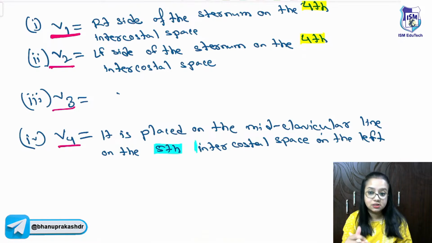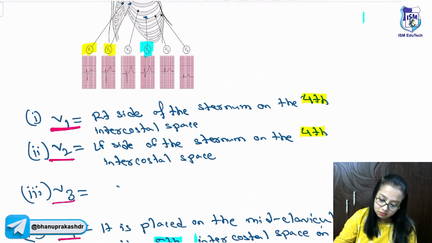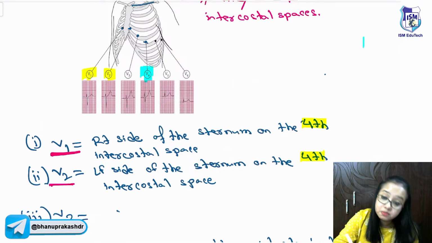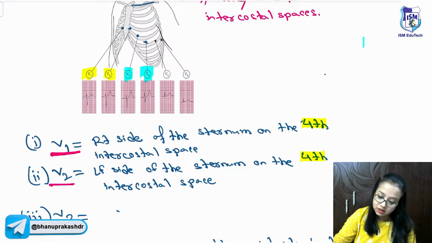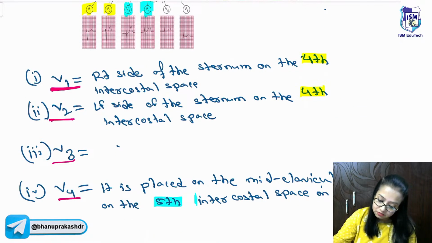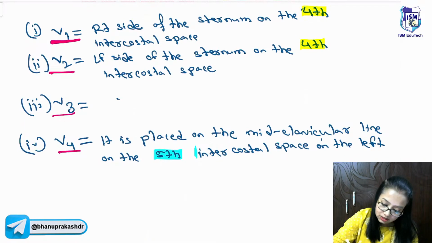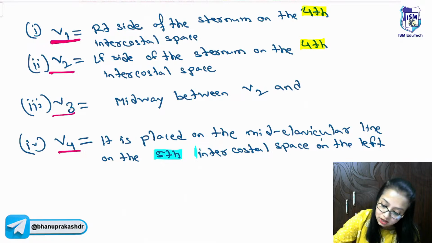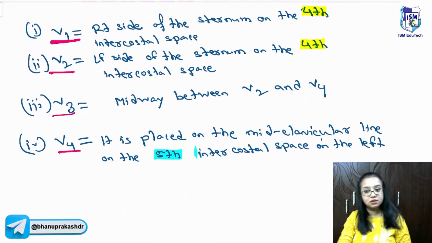Now, after placing V2 and V4, V3 is placed. V3 is placed exactly midway between V2 and V4. This is where V3 is.